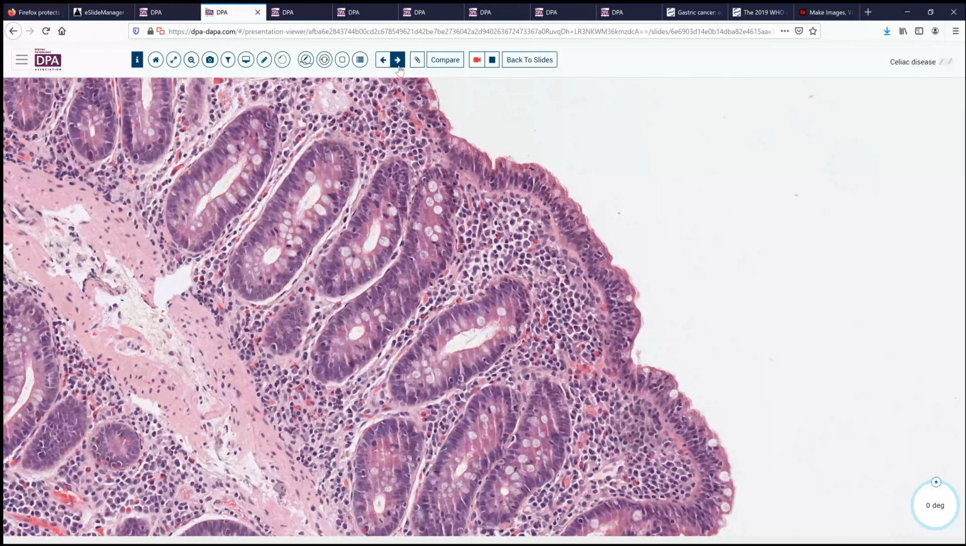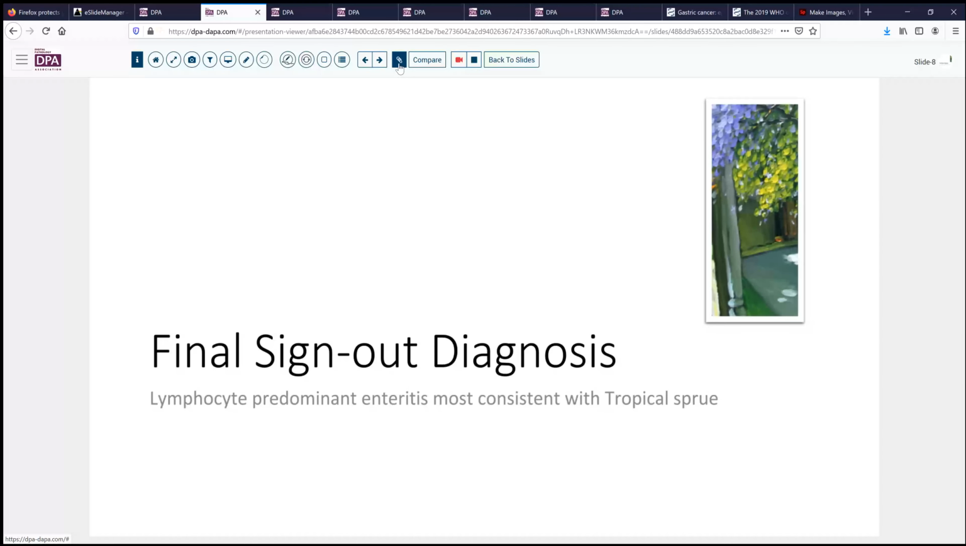So those are some nice cases to compare, and feel free to come back, check the notes below to find a link to the digital slide so you can study these at your leisure. So in summary, our final diagnosis is lymphocyte predominant enteritis, most consistent with tropical sprue.